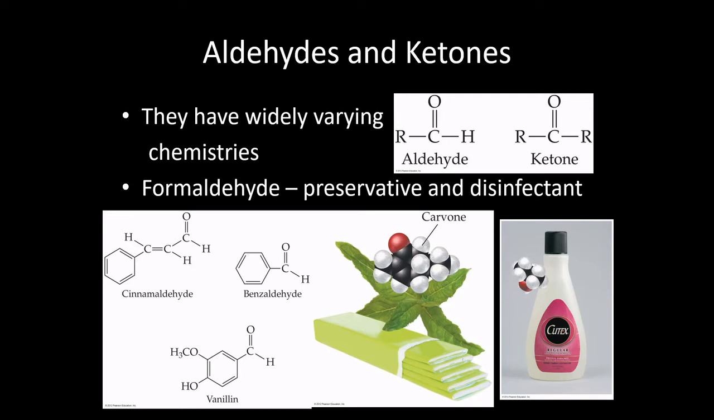Aldehydes and ketones are very... this is another example where it's kind of hard to say they have one specific kind of property because they exist in lots of different molecules, and depending on what else is in the molecule, they can have very different properties. There's lots of molecules that you're familiar with, either familiar with the name or have interacted with them a lot, that are aldehydes and ketones. So for example, cinnamon aldehyde and vanillin.